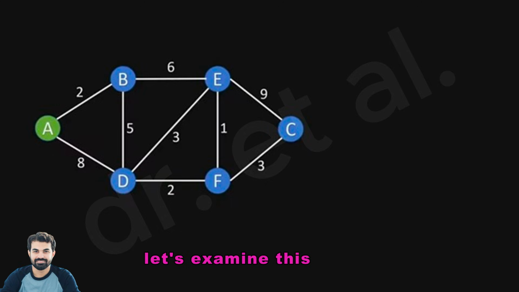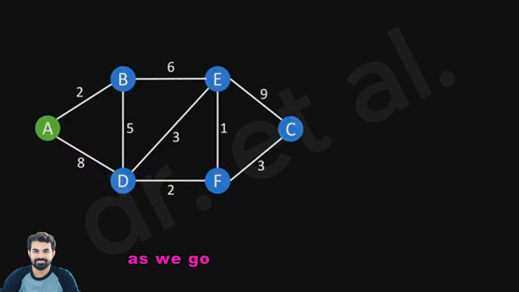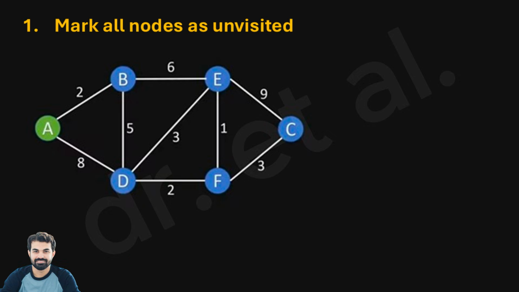Let's examine this graph more closely and find the shortest distance from node A to all the other nodes. Dijkstra's algorithm makes this simple. All we need to do is keep track of specific details as we go through each step of the process. The first thing to track is which nodes haven't been visited yet. In the initial step, we mark all nodes as unvisited.